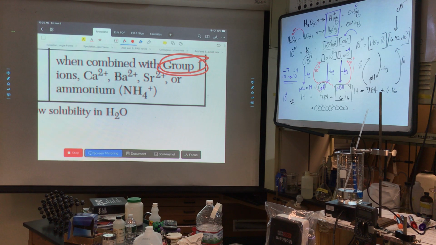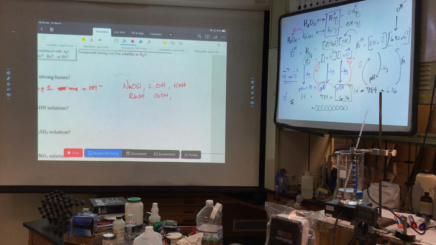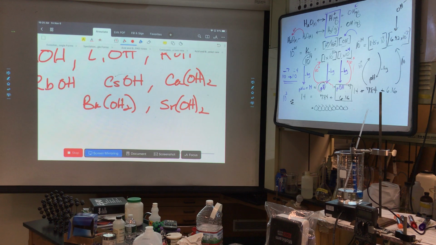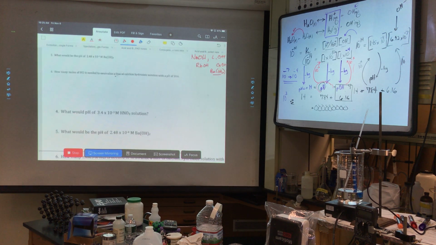These guys also are soluble in low concentrations. So we also have calcium, that's plus two, so you need two hydroxides. Barium hydroxide and strontium. This means that these guys completely dissociate and produce a lot of OHs. These guys produce twice as many OHs. Careful with that one.